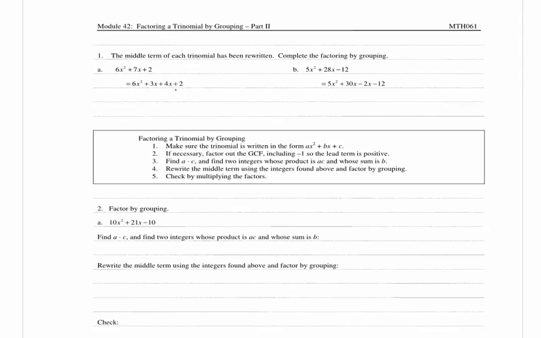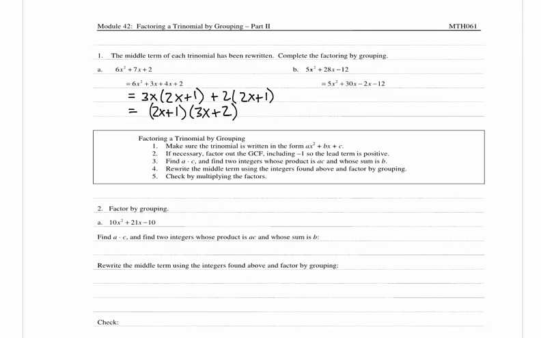And now if we want to complete the factoring by grouping, we're going to take a 3x out of the first two terms. And if we factor a 3x out of the first two terms, we're left with 2x plus 1. And out of the last two terms, if we factor a 2 out, we have 2x plus 1. And now we're going to factor out the binomial 2x plus 1. And we have 2x plus 1 times 3x plus 2.